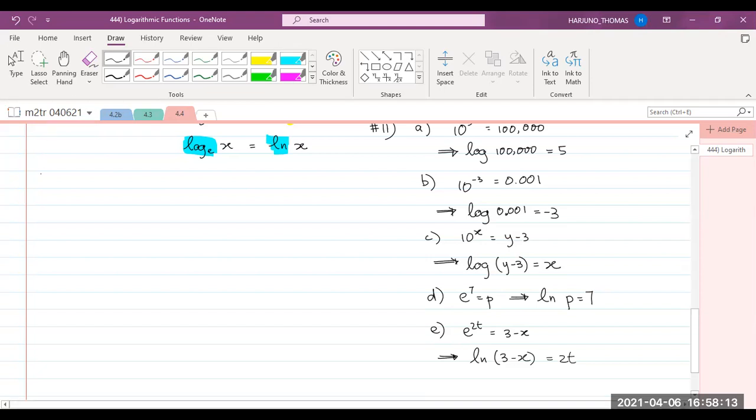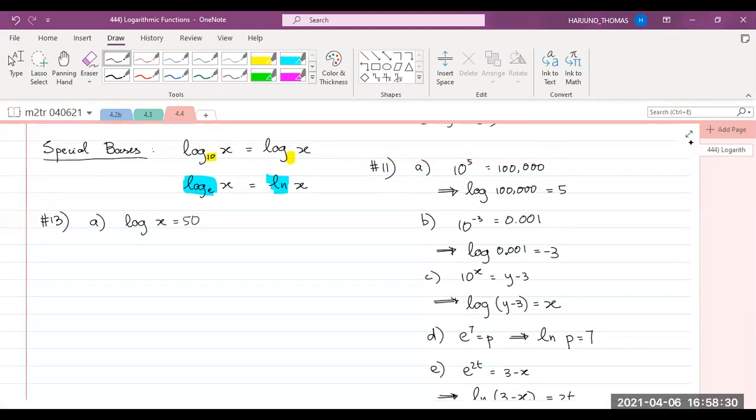Okay, how about number 13? Number 13, we go backward. We start from logarithmic form to exponential form. Part A, log x equals 50. Now the base is invisible 10, right? Okay, so when we write that into exponential form, that 10 then appears: 10 to the 50 equals x.